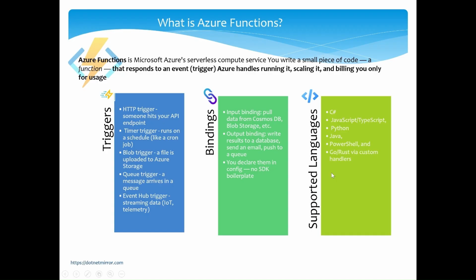And if you look at some of the key components in Azure Functions, they are triggers, bindings, and different supported languages. There are different triggers available like HTTP trigger, timer trigger, blob trigger, queue, event hub, or many more. When it comes to binding, you can bind input and output to your triggers, and you can develop Azure Functions with different supported languages, C Sharp, Python, Java, and many more.